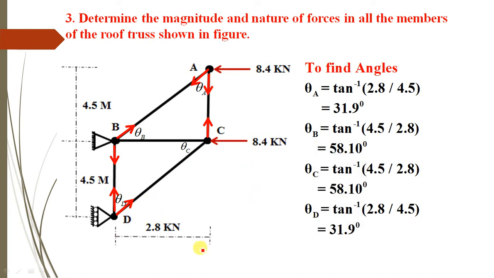Now this width of the truss is 2.8. This is given 4.5. This is again given 4.5. So total height is 9 meter of the truss. Width is 2.8 meter. Here is the roller support. Here is a hinge support. Okay, this red color arrow indicates that all the internal forces are tensile. This is our assumption. That is not given in the problem.